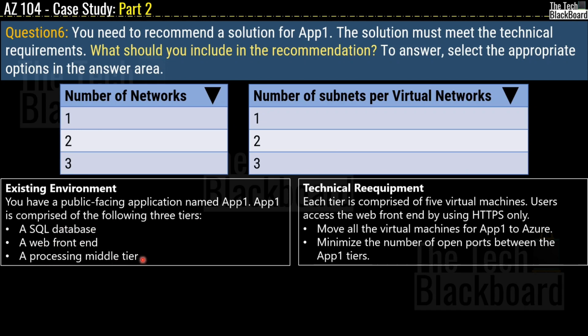middle tier. Then the technical requirement that we need to fulfill is that each tier is comprised of 5 virtual machines. Users access the web front end by using HTTPS. So what exactly we need to do? We need to move all the virtual machines for app 1 to Azure, and then we need to minimize the number of open ports between app 1 tiers. So now let's check out the answer. The answer for number of networks is 1. And the answer for number of subnets per virtual network is 3.